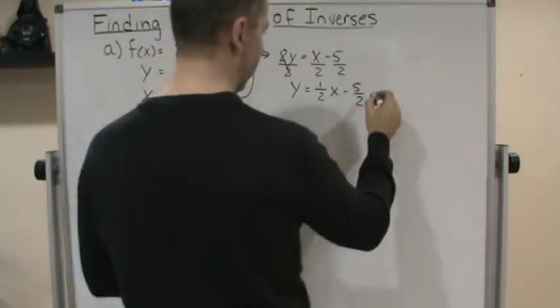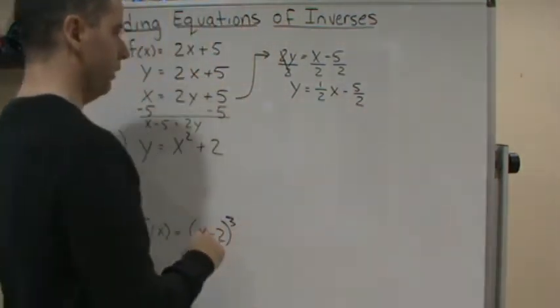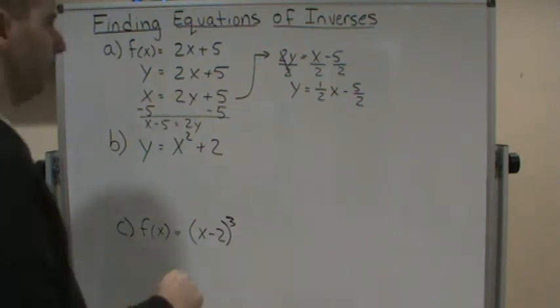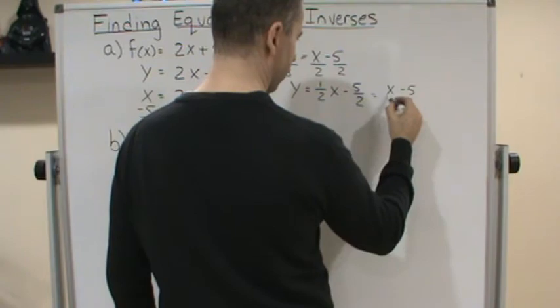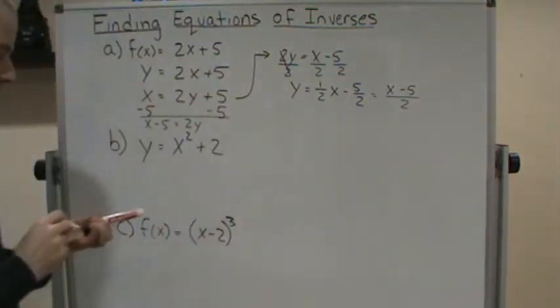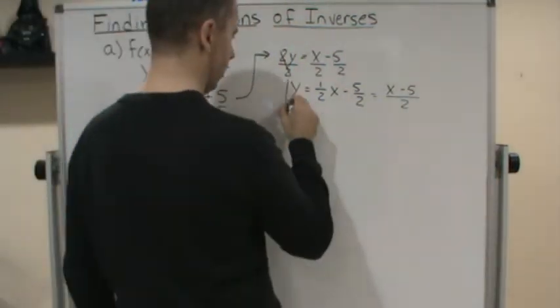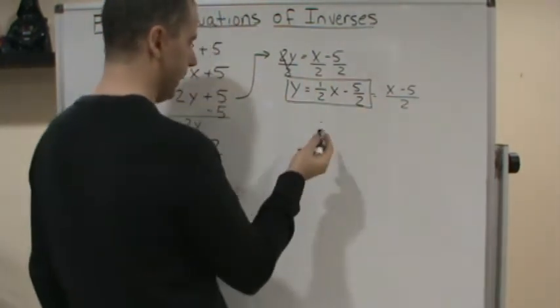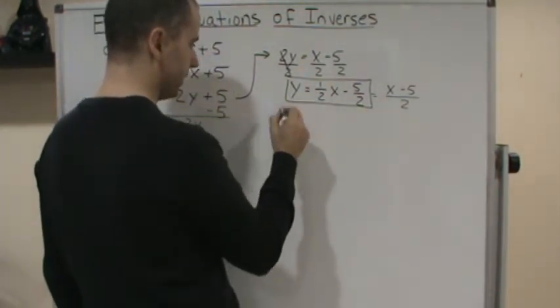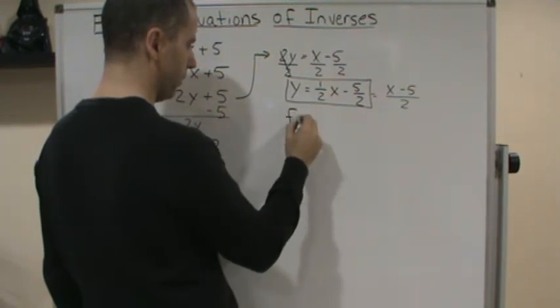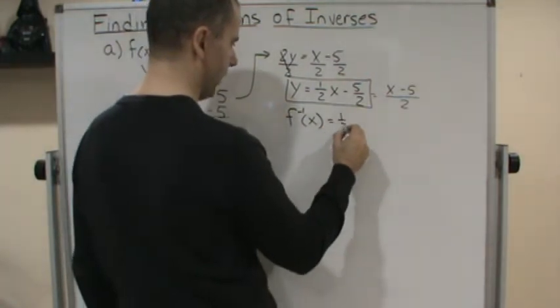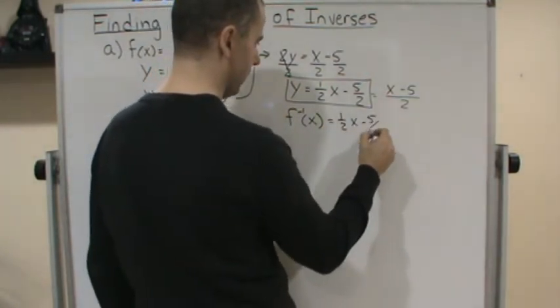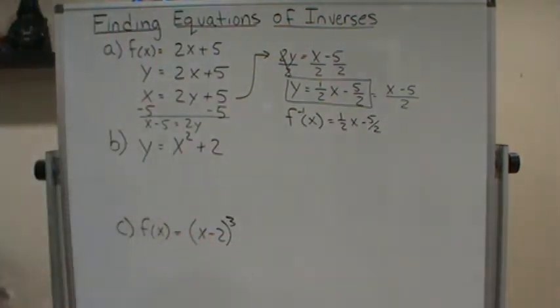Or if you want to write it, well, I would just leave it in slope-intercept form. But again, another way of writing it would just be x minus 5 divided by 2. Okay? But this is the way we would normally write it. Now, the last step, though, is to replace y with f inverse. So we are done. So this is the inverse function. So f inverse is 1/2 x minus 5 halves. And we're done. That's it for part A.